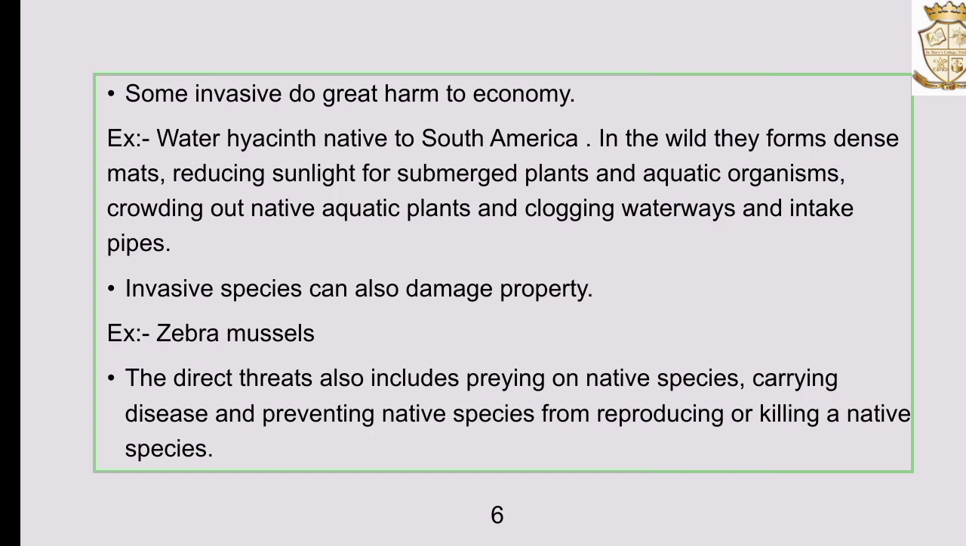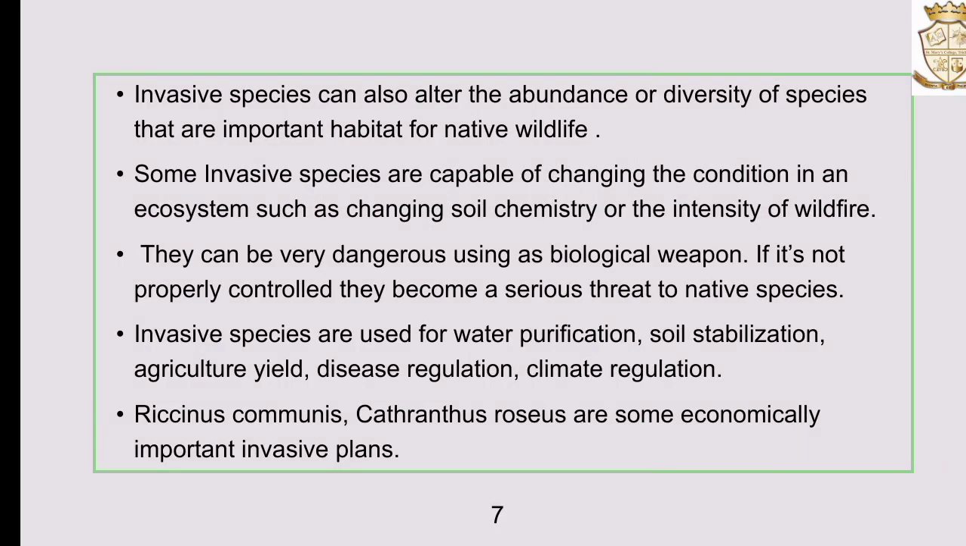The direct threats also include preying on native species, carrying disease, and preventing native species from reproducing or killing a native species. Invasive species can also alter the abundance or diversity of the species that are important habitat for the native wildlife. Some invasive species are capable of changing the conditions in an ecosystem, such as changing soil chemistry or the intensity of wildfire. They can be very dangerous when used as a biological weapon. If not properly controlled, they become a serious threat to the native species.